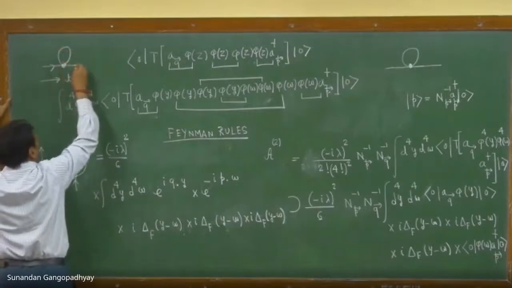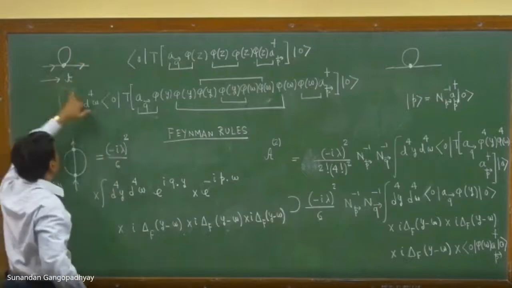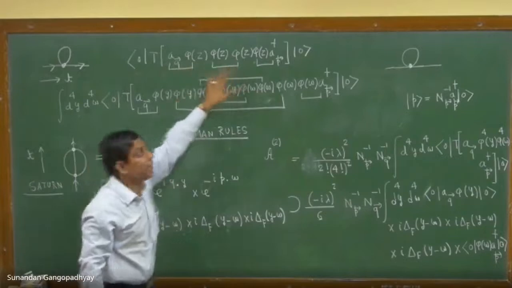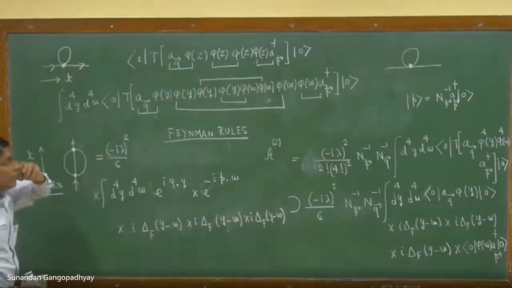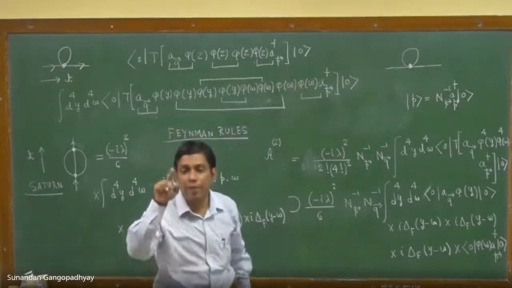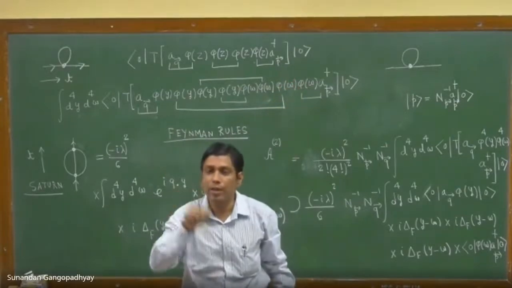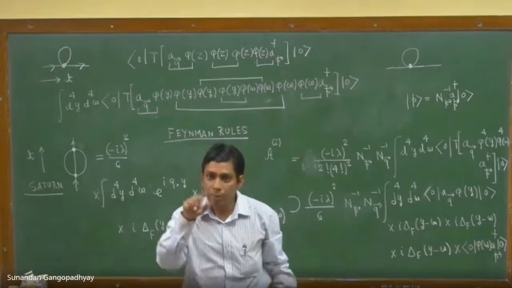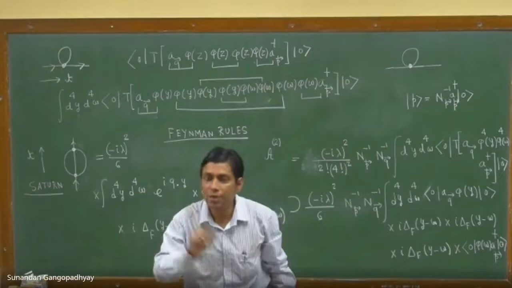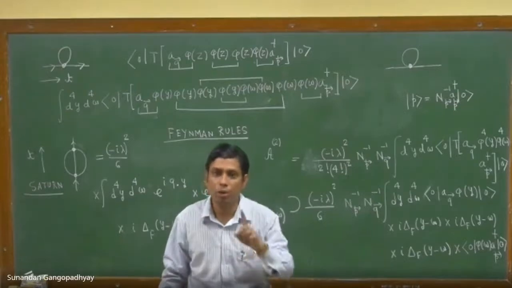You have the vertex. This is something like this. So this particular way of contracting gives you this diagram. And there are 12 such ways, right? And you have a factor of 1 by 4 factorial downstairs. So that is 1 by 24 multiplied by 12. So that gives you a factor of how much in the denominator? 2.